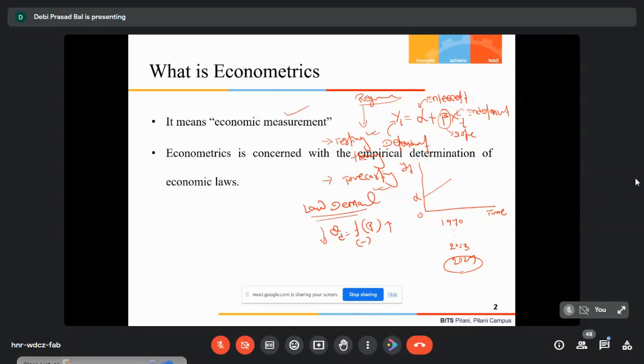Empirical means you are testing by obtaining some data, and that is called empirical research or an empirical study. For example, many theories have hypotheses.